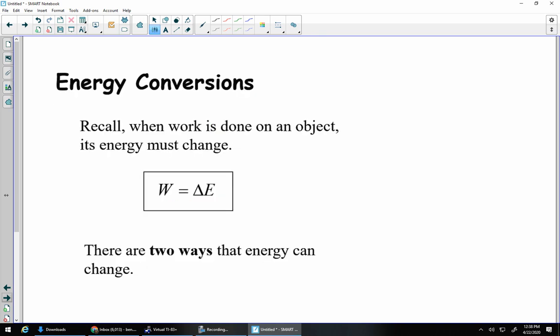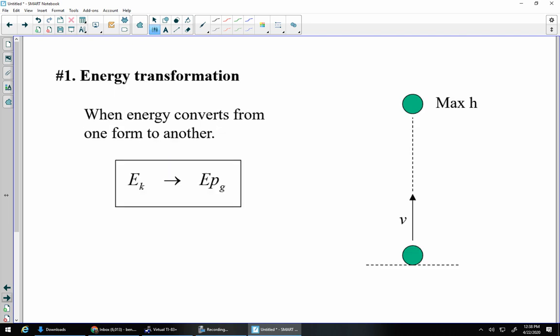Alrighty, so when we're talking about energy conversions, anytime we do work, there must be a change in energy. That is something we talked about all the way from lesson 1. Anytime we're doing work, we're changing the energy. So there are 2 ways that energy can change. One way is by changing the type of energy that we got.